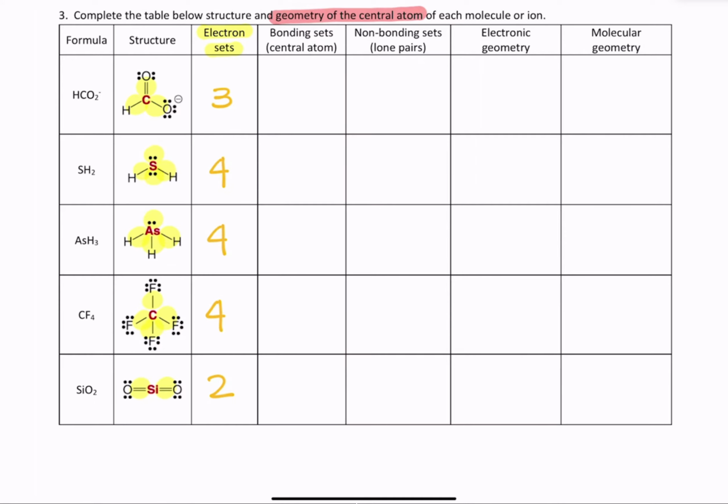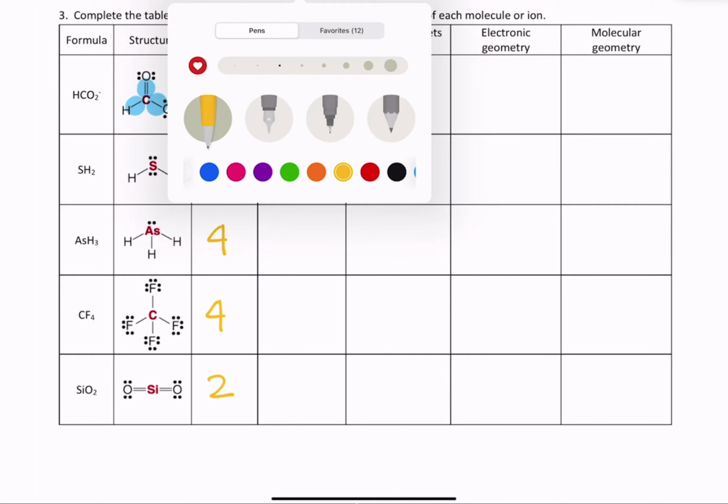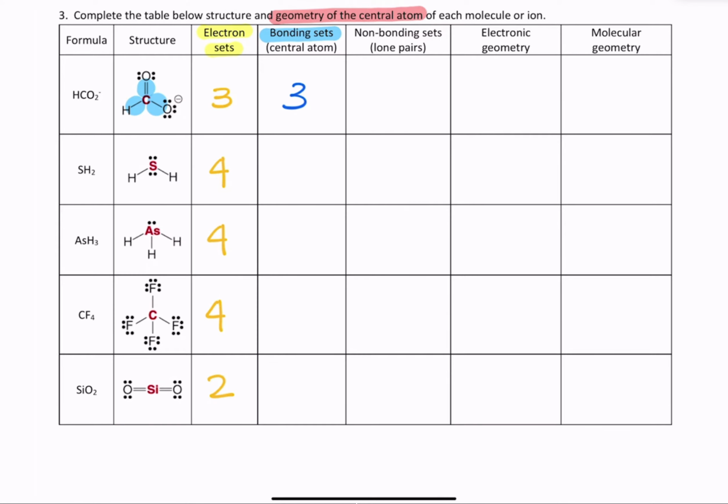Now we're going to find the number of bonding sets around the central atom. For this first molecule, we have 1, 2, 3 bonding sets. For the second, we have 1, 2. For the third one, 1, 2, and 3. For the fourth one, 1, 2, 3, and 4. And for the last one, 1, 2.